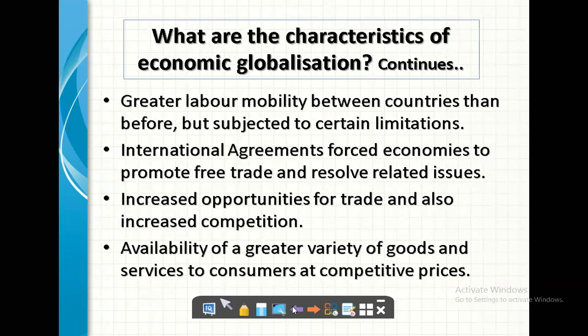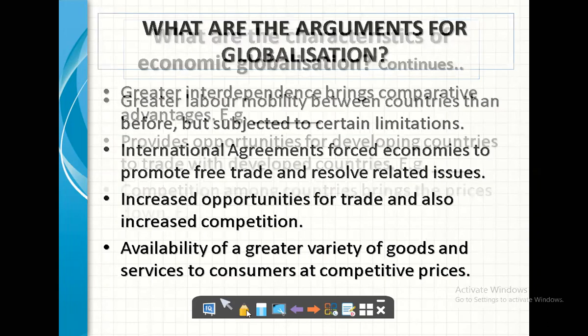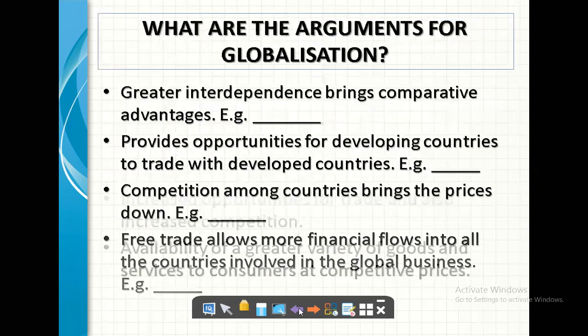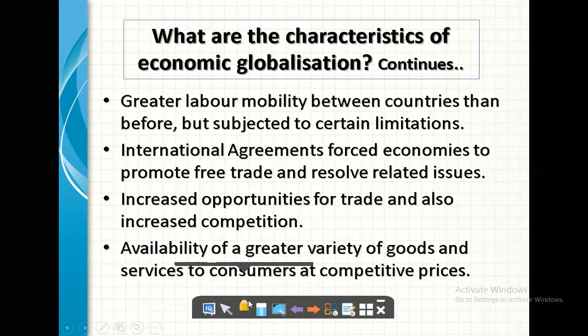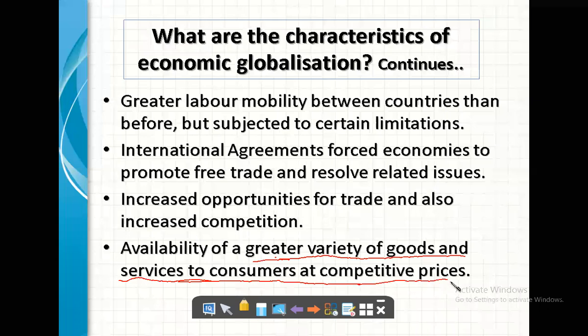So greater variety of goods. Yes, we have greater variety of goods in our supermarkets today. So you can go and choose the flavor of ice cream that you like, the flavor of biscuit or types of biscuit that you would want to have. So they all give us competitive prices.